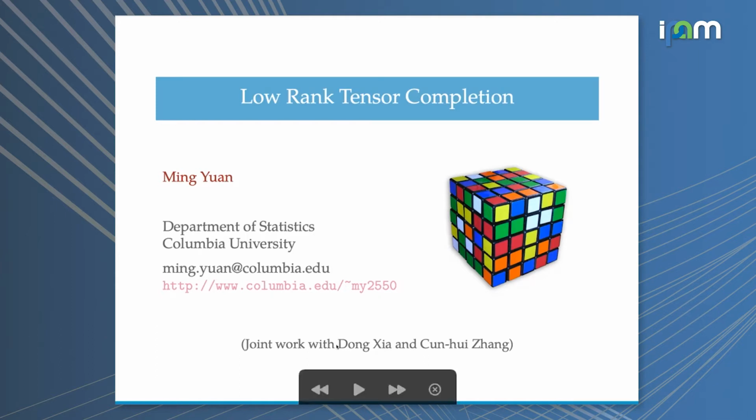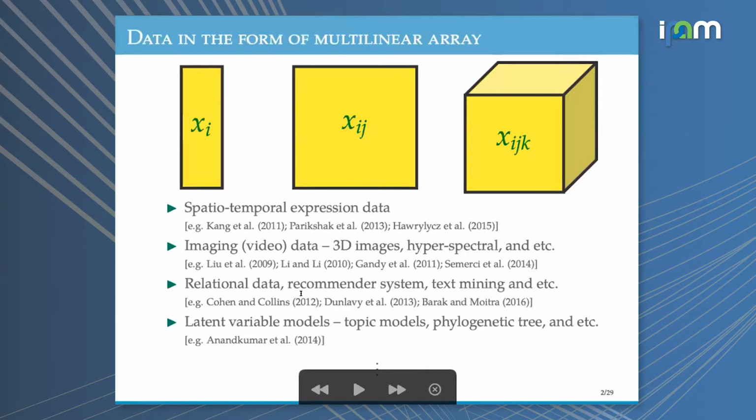Now, let me start with a very quick background for this particular audience. I probably don't need to say much about it. We've all seen how tensor methods are becoming so popular nowadays in data science, mostly because we are collecting more and more data with more and more structures. So here is a selective list of some of the examples.